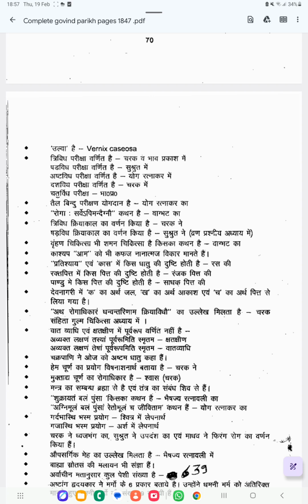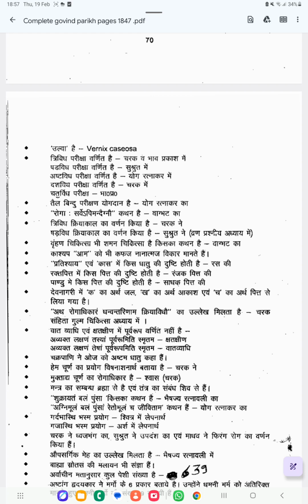Then Kashyapa has considered Ama as coming under the Kaphaja Nanatmaja Vikara. Nanatmaja Vikara means a particular condition that happens because of a particular dosha. As we have studied, for Vata 80 Nanatmaja Vikaras are there, for Pitta 40, and for Kapha 20. Because of this dosha only the condition arises, so that is called Nanatmaja Vikara. Due to Vata dosha 80 such disorders happen, for Pitta dosha 40, and for Kapha dosha 20.